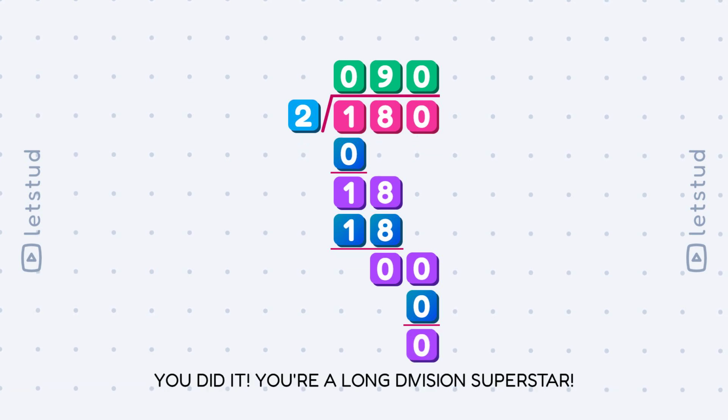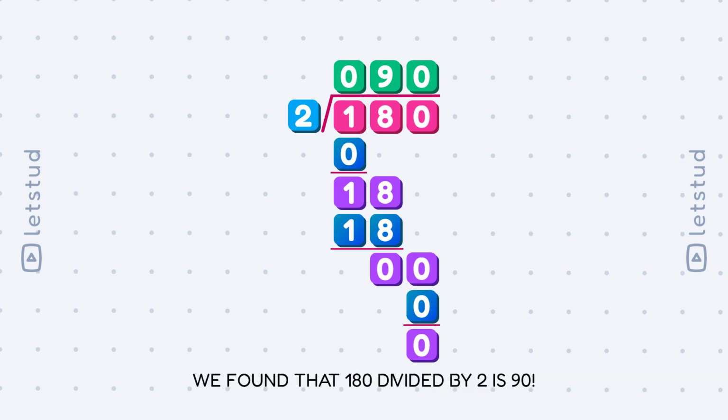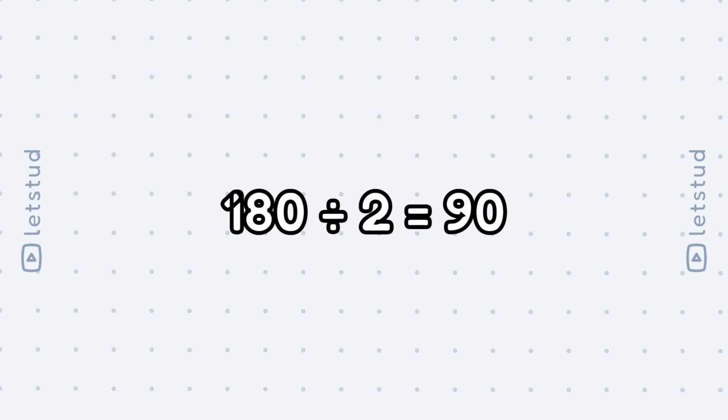You did it, you're a long division superstar. We've reached the end, our final answer is 90, great job. We found that 180 divided by 2 is 90. Great job, everyone. We just tackled 180 divided by 2 using long division. Remember, breaking it down step by step makes even big numbers friendly.